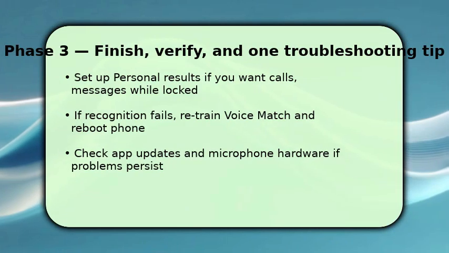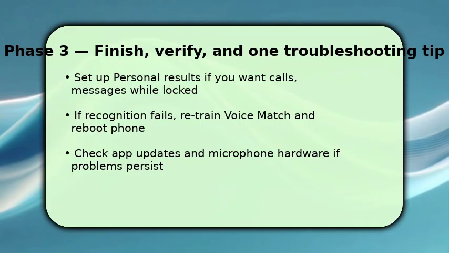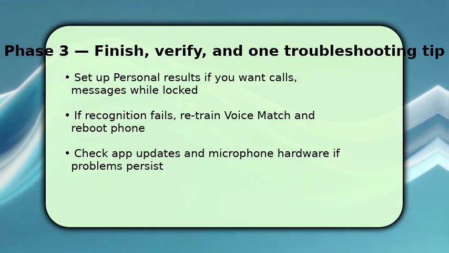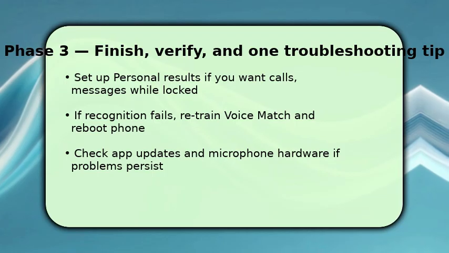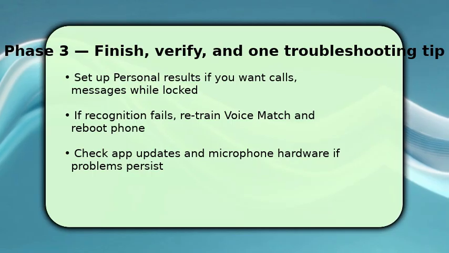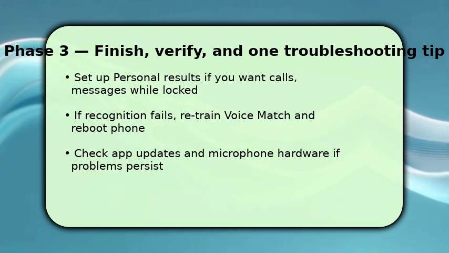Finish by configuring security and a quick troubleshooting step. You can enable personal results on the lock screen when you want calls and messages read aloud. Weigh convenience versus privacy. If Assistant doesn't wake with the screen off, retrain voice match, toggle lock screen access, and reboot the device. This clears transient glitches.